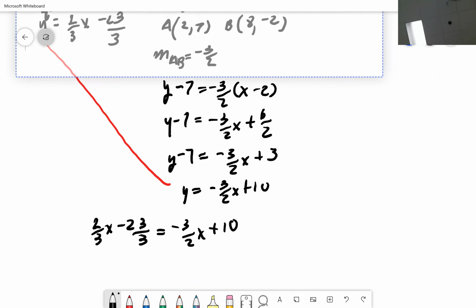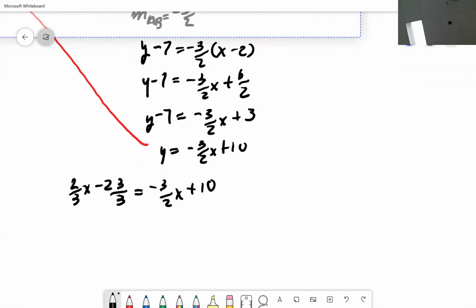Now, depending how you like to work with fractions, I don't like working with fractions. Sometimes I do, sometimes I don't. It doesn't matter. I can multiply everything by 6 right now, and I get rid of all of my fractions. But at some point when I'm done, I still have fractions. Or I can work with the fractions. What do you guys want to do?